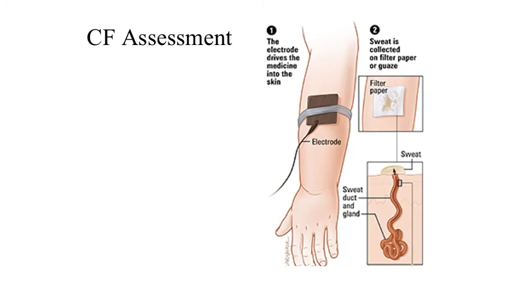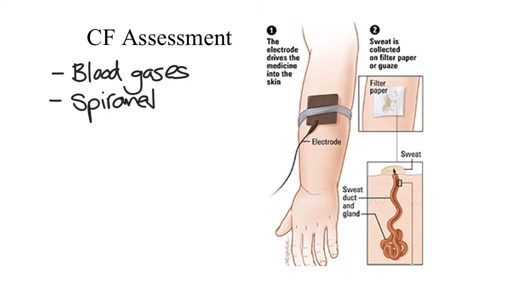In the diagnosis and assessment of cystic fibrosis, there are several assessment techniques that can be utilized. One is arterial blood gas measurement, which evaluates the amount of oxygen and carbon dioxide in the blood and is a measure of oxygen transfer as accomplished by the lungs. Another way to measure pulmonary function in cystic fibrosis is using spirometry, and that is probably the most common way of evaluating pulmonary function in patients with CF.